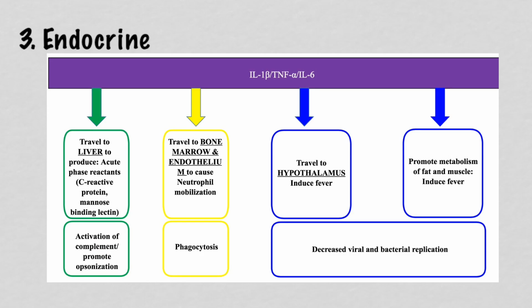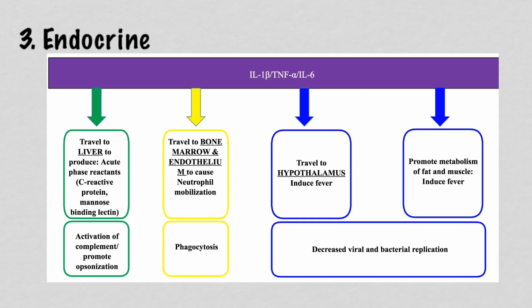TNF-alpha and IL-6 can increase your fat and muscle metabolism, which not only induces fever, but also, when taken to an extreme, can cause wasting and pain, a process known as cachexia, which is often experienced by cancer patients. Lastly, they can travel to the bone marrow and the endothelium to cause neutrophil mobilizations. Your neutrophils aren't allowed to just go anywhere because they're really potent killers, but when they are mobilized and brought to the site of inflammation, they result in phagocytosis.